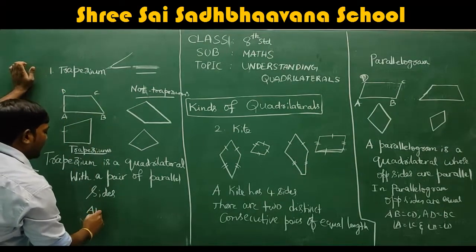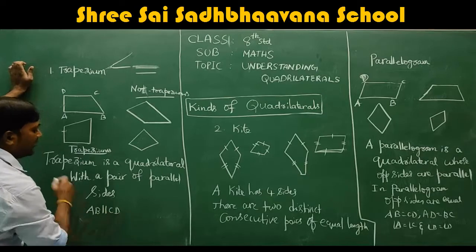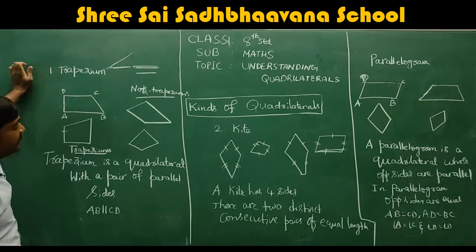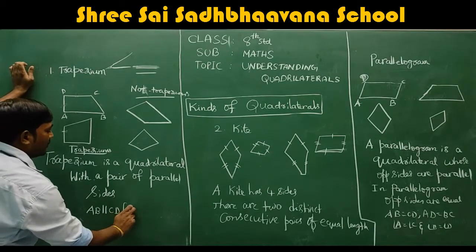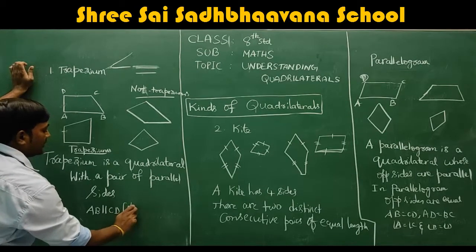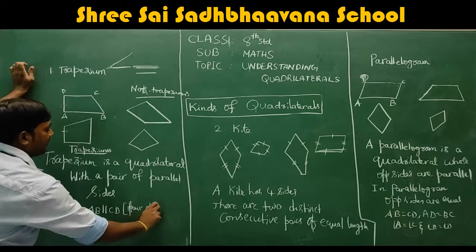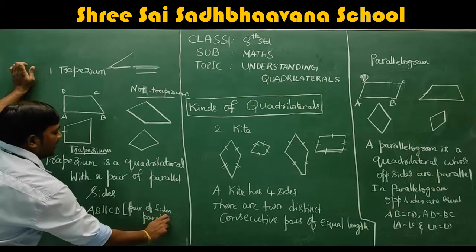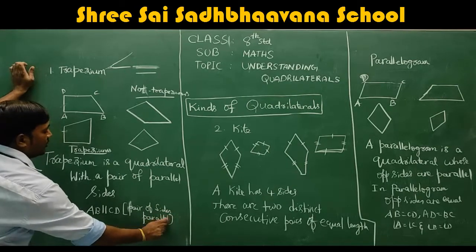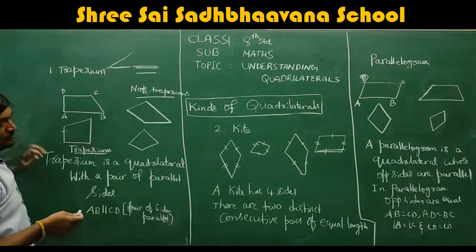So, you can write AB parallel to CD. Correct? AB is parallel to CD. Therefore, we can call this a pair of opposite sides parallel. So you can conclude that this is a trapezium.